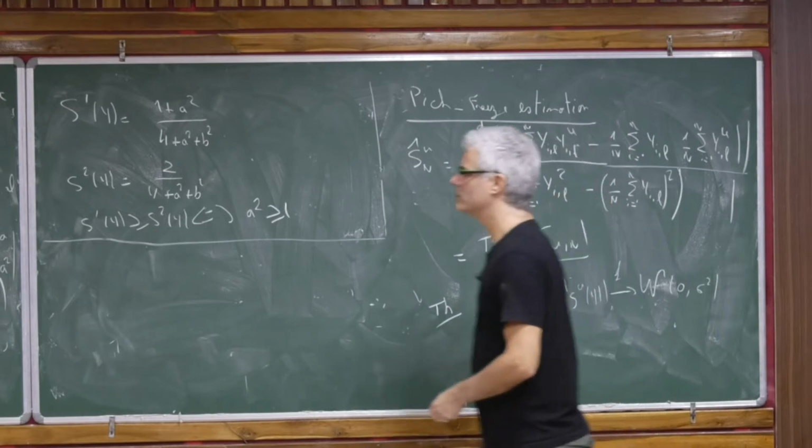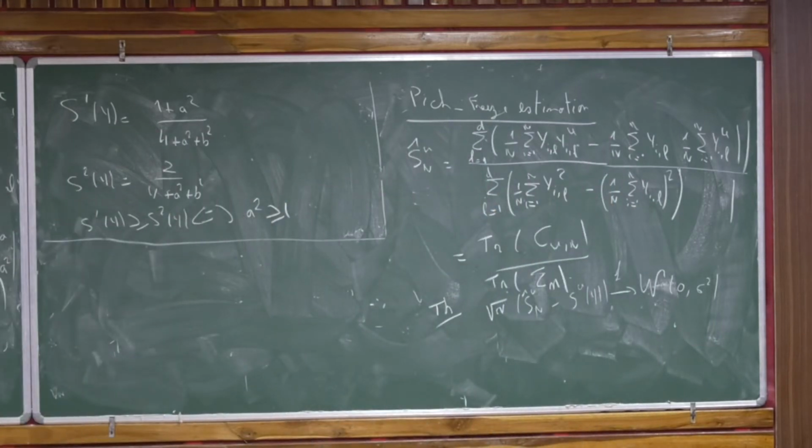And again, if we assume that we have a moment of order 4, we have a central limit theorem. The proof is exactly the same. Again, we will use the delta method, and everything works in the same way. Okay? So if you don't have questions, maybe it's good.